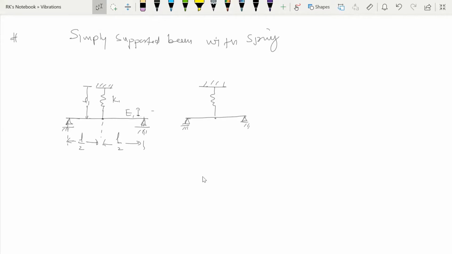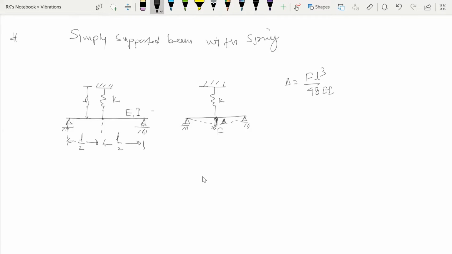If we apply the force F at this place, right? So this beam will be deflected like this, right? So this is the displacement of this beam, and the same displacement will be created in the spring, right? So this delta, the deflection of the simply supported beam at mid span, is given by F L cube over 48 EI, right?